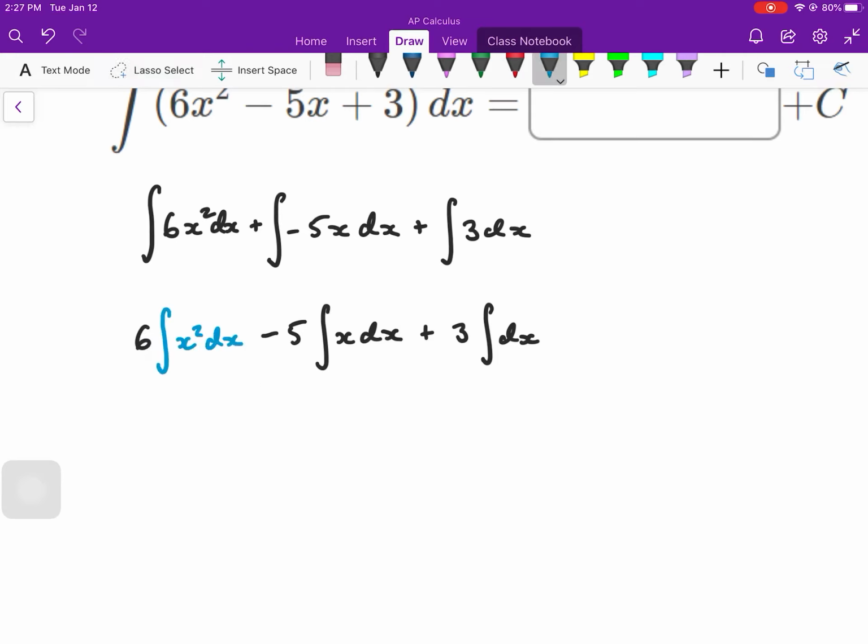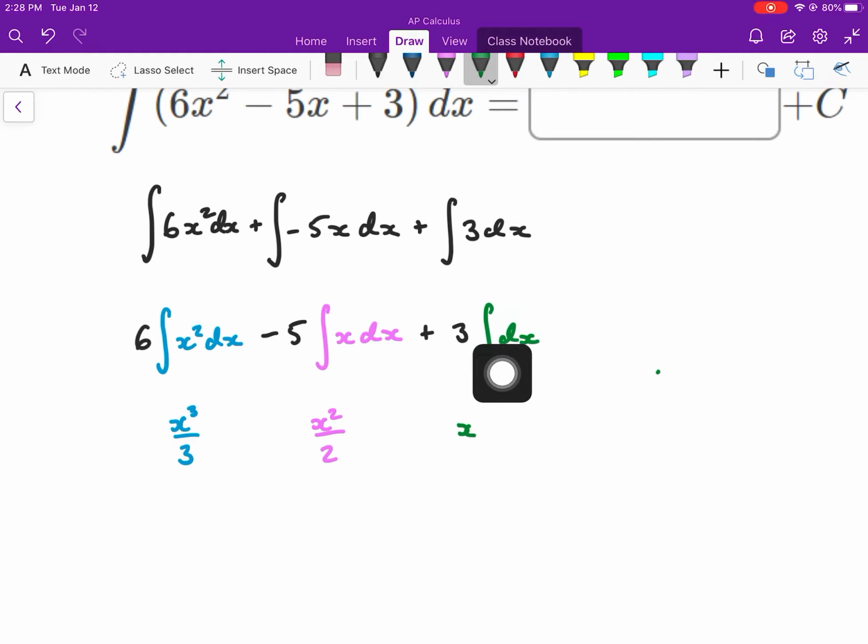So this first integral here becomes x cubed over 3. But don't forget, we do have that 6 being multiplied. This second integral here becomes x squared over 2. And then this last integral here, integral dx, when you integrate nothing like that, it's just going to be an x. Think about that. Derivative of x is 1, right? So it just goes away, and so that's what's going on here.